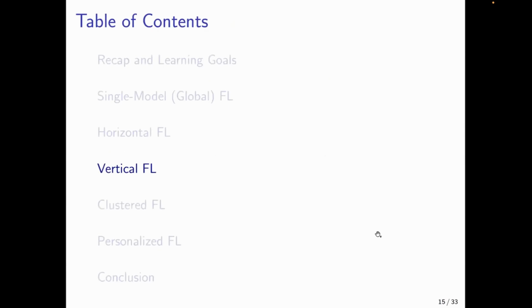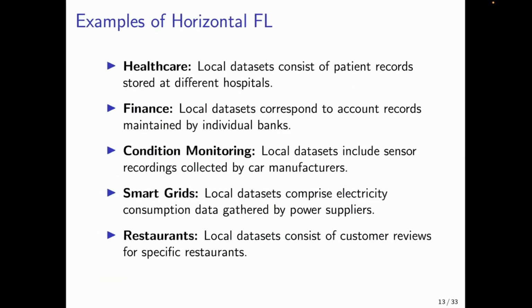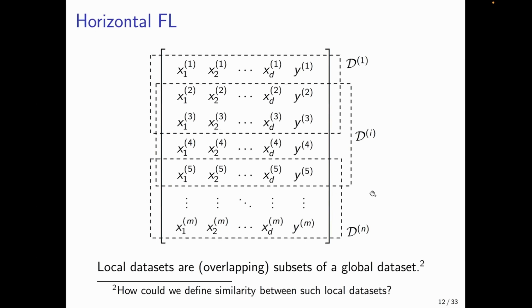Okay. Any questions at this point? So horizontal federated learning seems rather straightforward. We just use different subsets of data points, but all local data sets use the same sets of features.